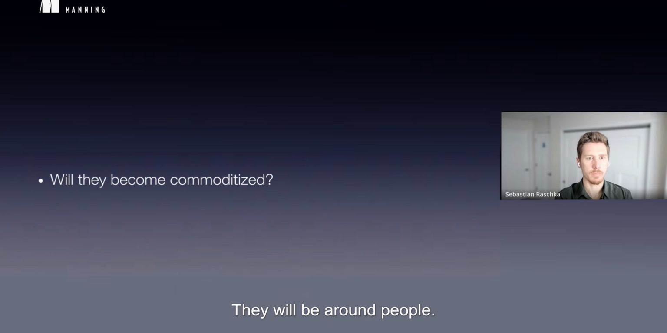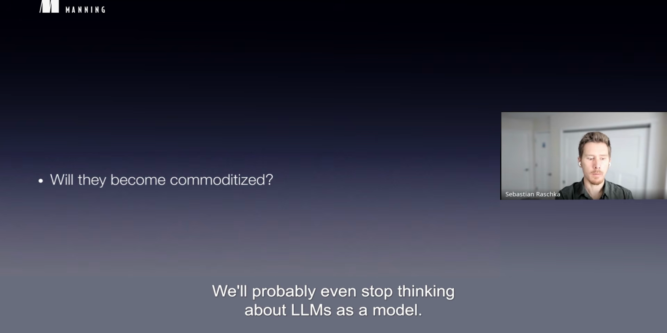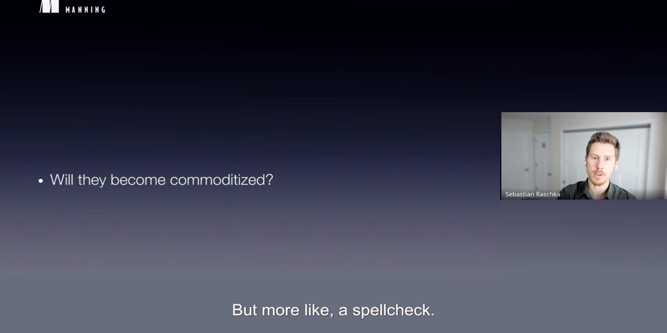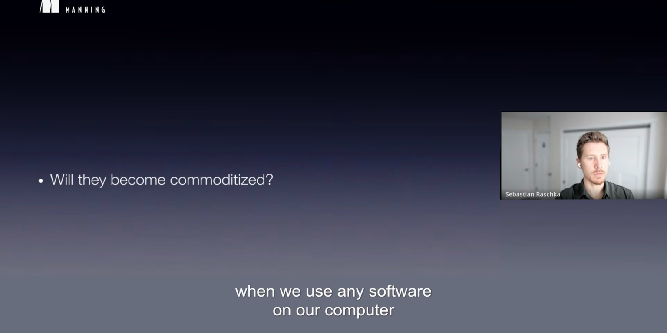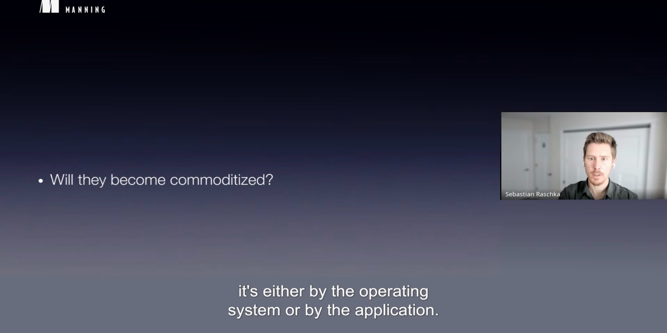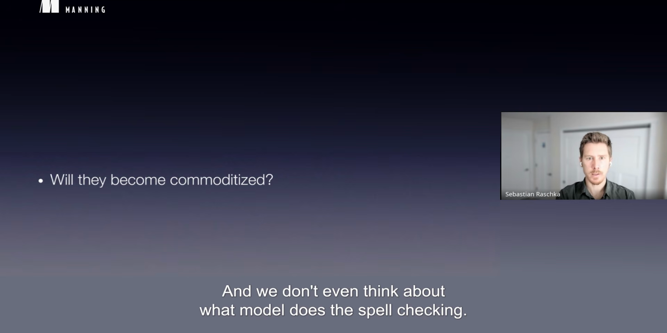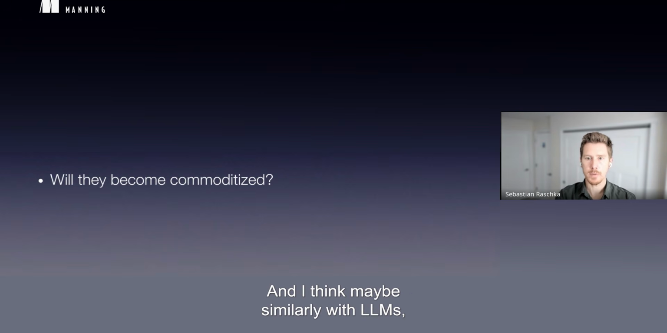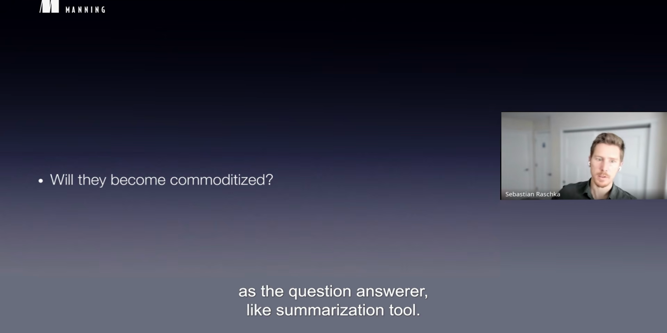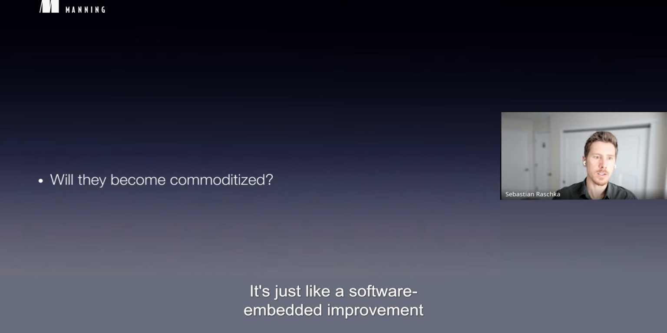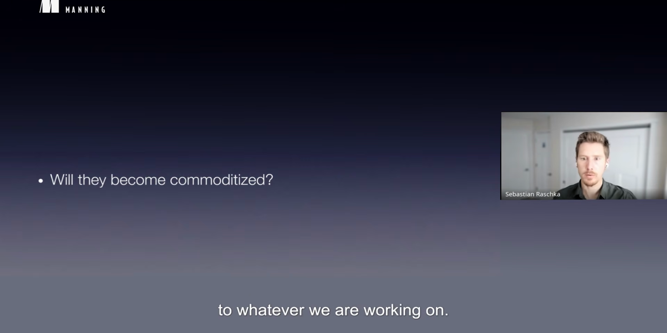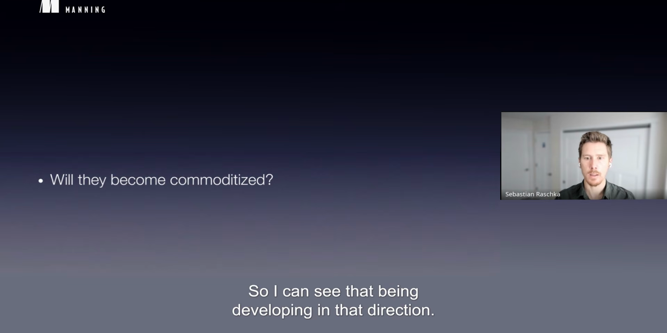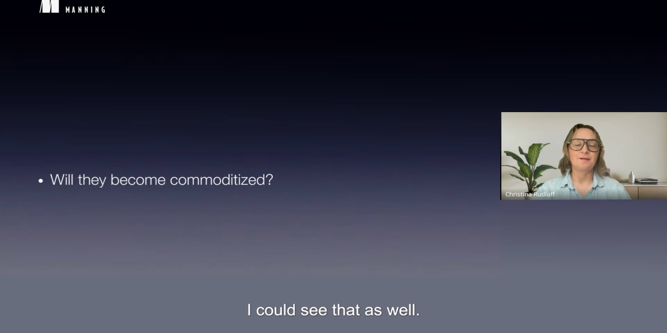They will be around. People will probably even stop thinking about LLMs as a model, but more like a spell check. For example, when we use any software on our computer, there's usually a spell check built in, either by the operating system or by the application, and we don't even think about what model does the spell checking. I think maybe similarly with LLMs, we will have an integration so tight into tools that we don't think of it as an LLM, but as a code assistant, a question answering or summarization tool. It's just a software-embedded improvement to whatever we are working on. So I can see it developing in that direction. Yeah, I could see that as well.